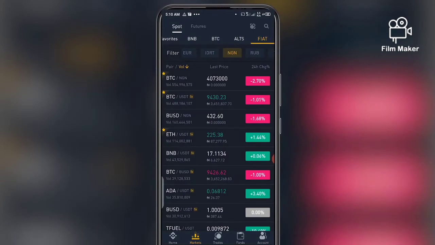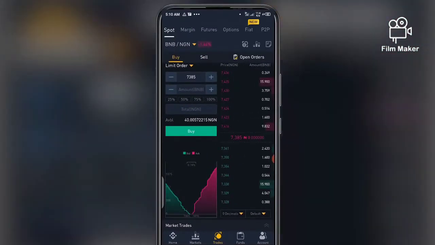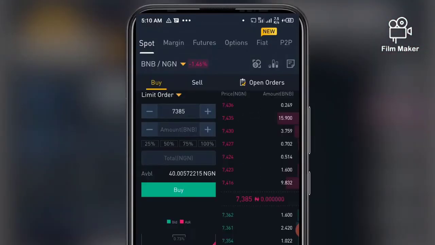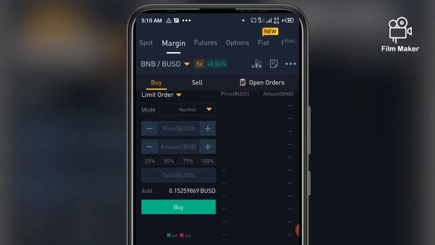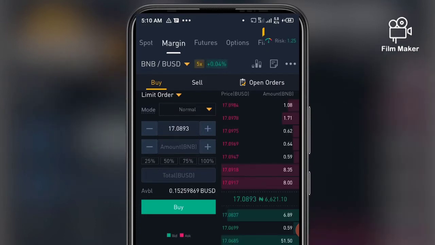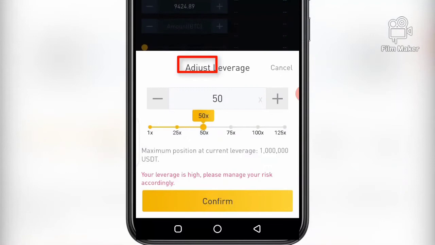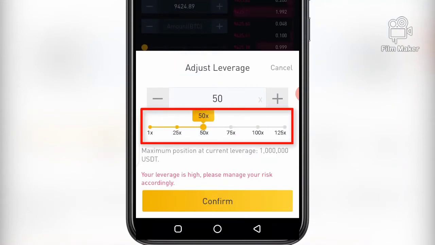Then we also have the trade tab, which is where you really place your trade. And as you can see, I'm on the BNB and NGN tab under spot trading. Now spot trading is just trading with your balance. If you want to trade with more capital than your initial balance, then you can go to margin trading, which you usually see the 5x icon, or move to futures trading, which you can have more than 5x. You can have between 1 times your capital to 125 times your capital.